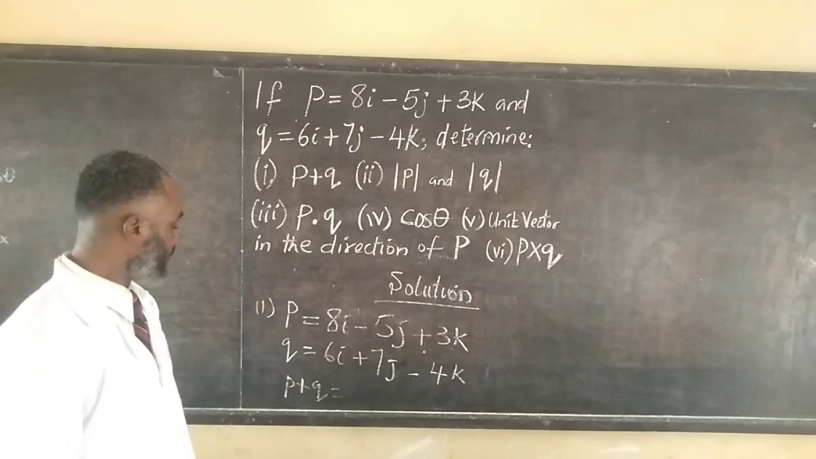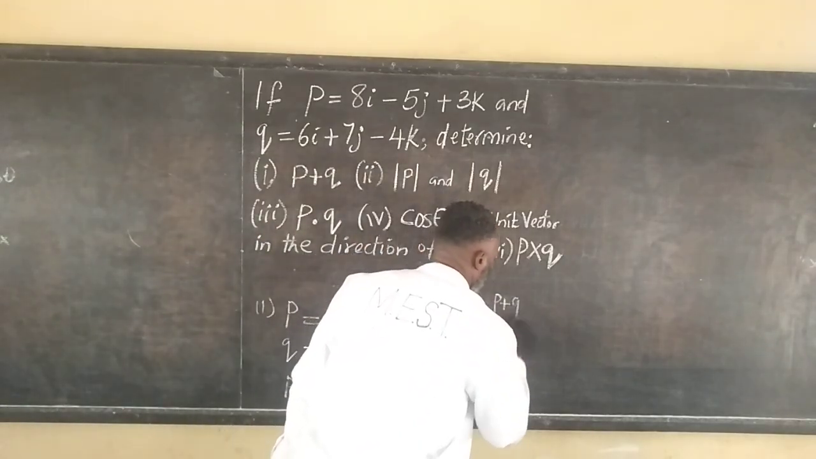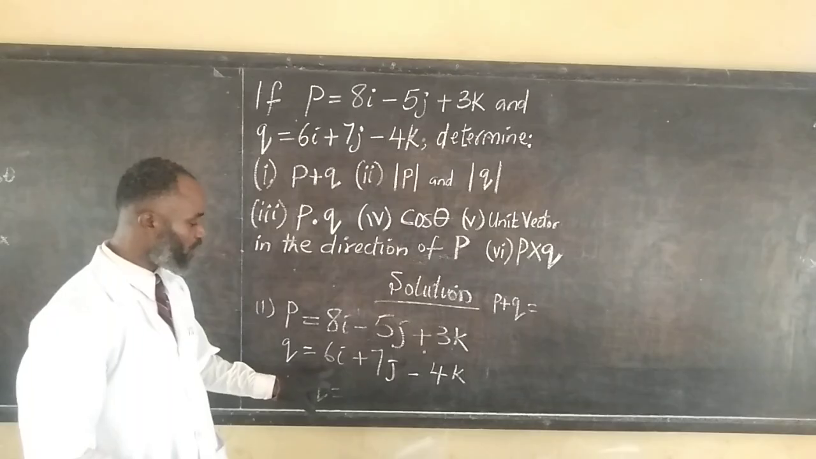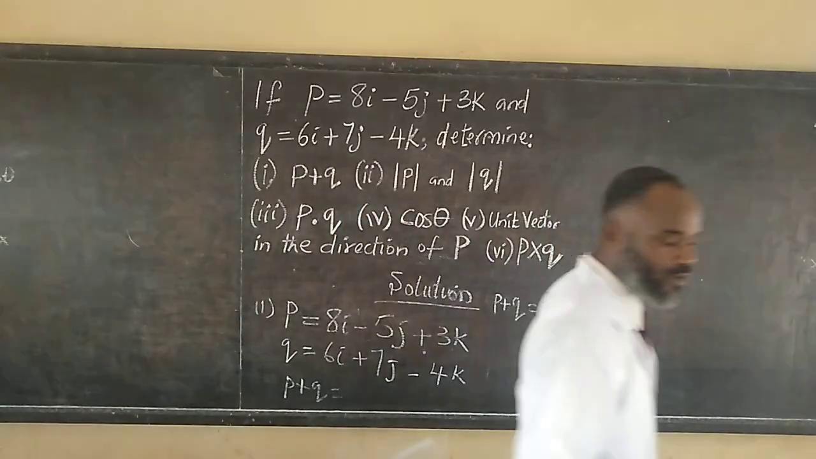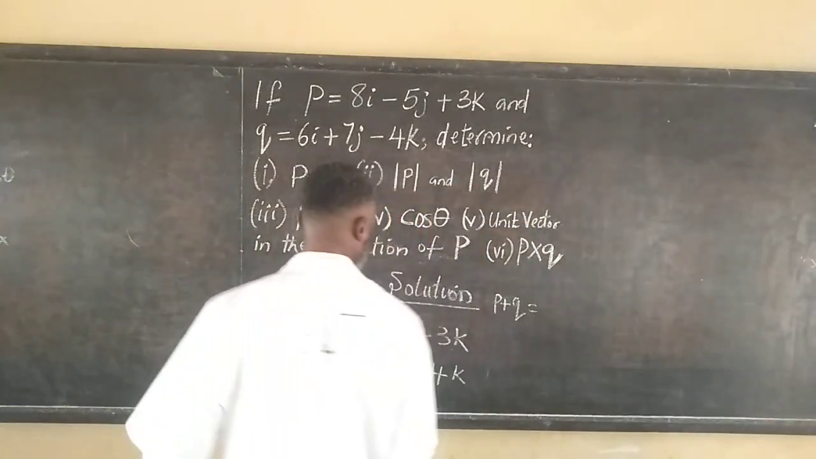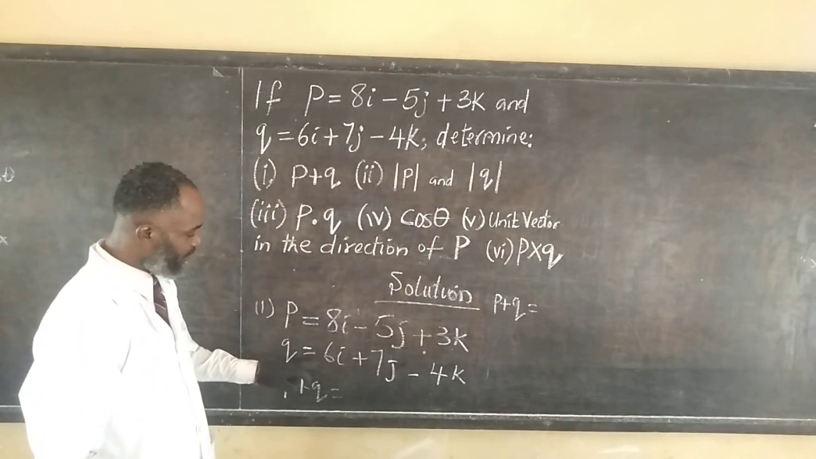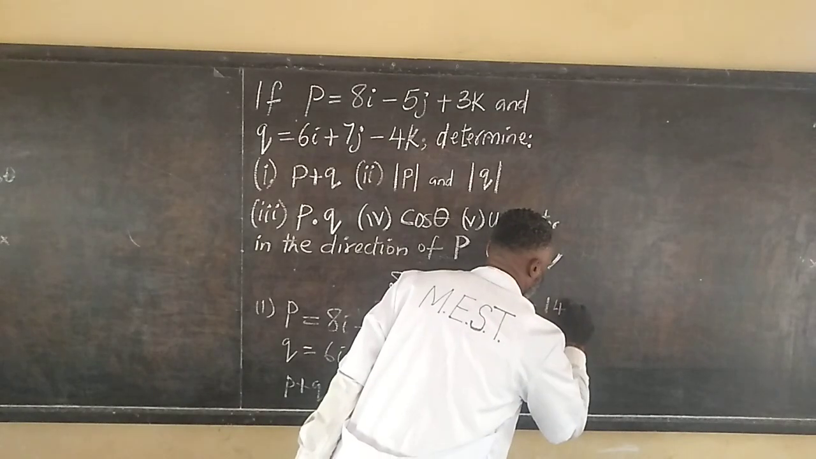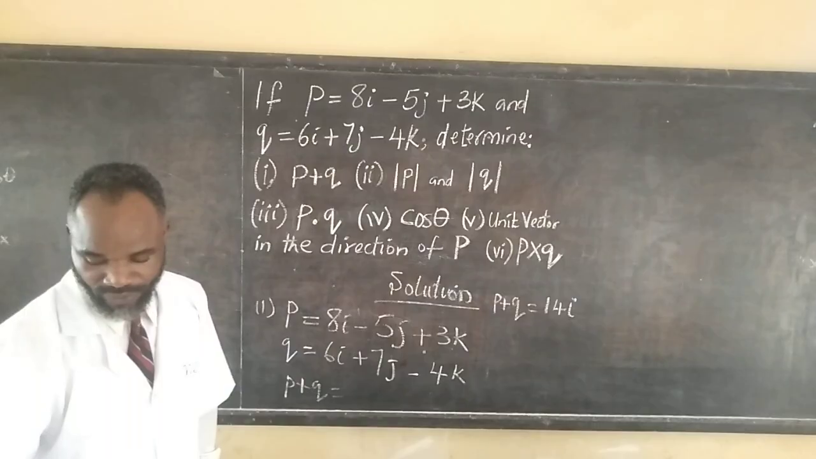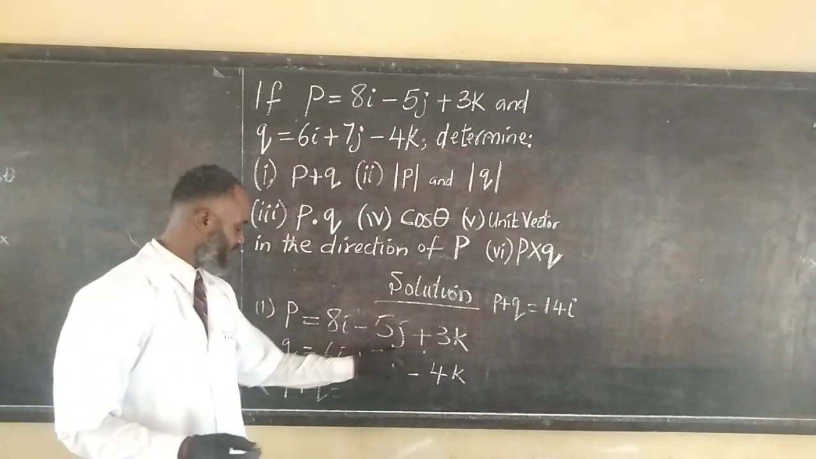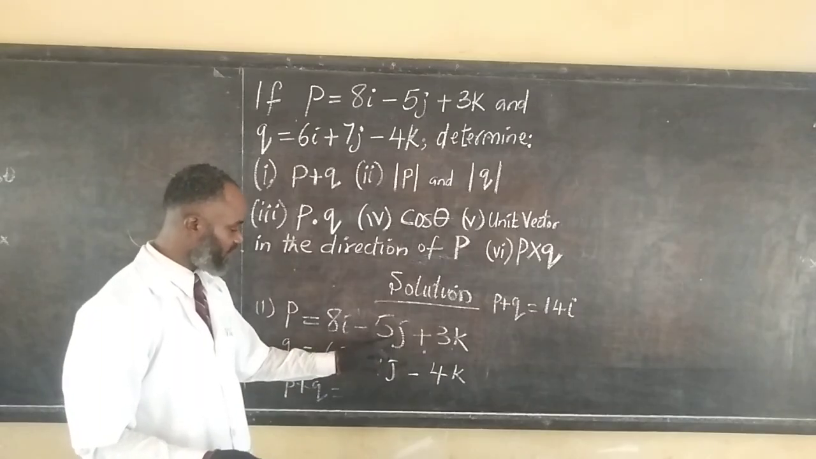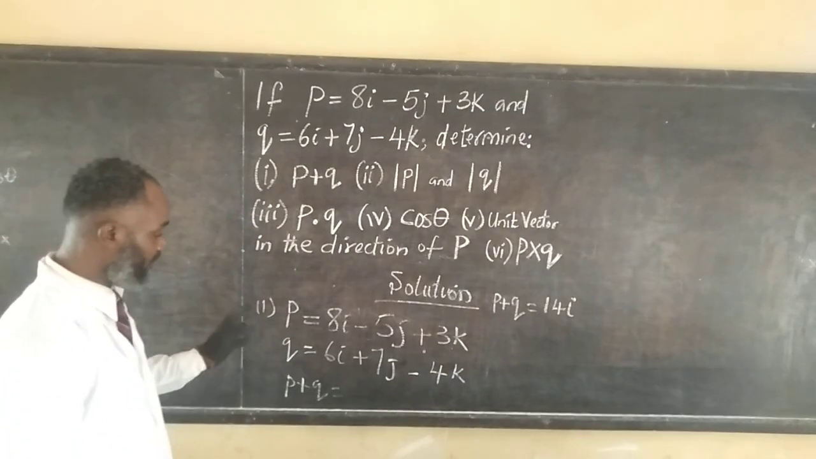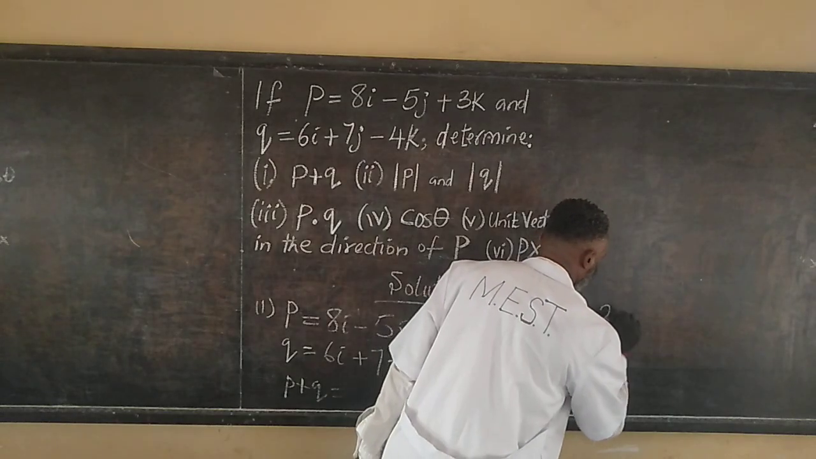Let's quickly do that. P plus Q is equal to, bring together what we have here. Look at this. 8I, we go with 6I. That's the first thing. 8I plus 6I is going to be 14I. Good. Then the next one: minus 5J plus 7J. What happens? Minus 5J plus 7J, we have plus 2J.